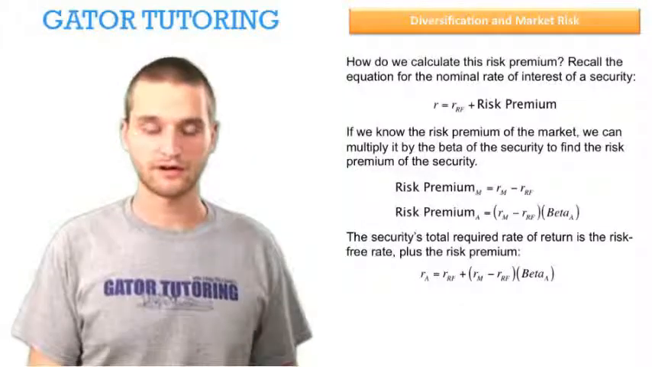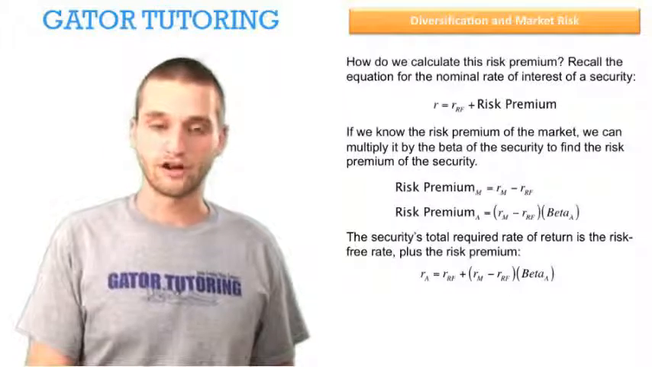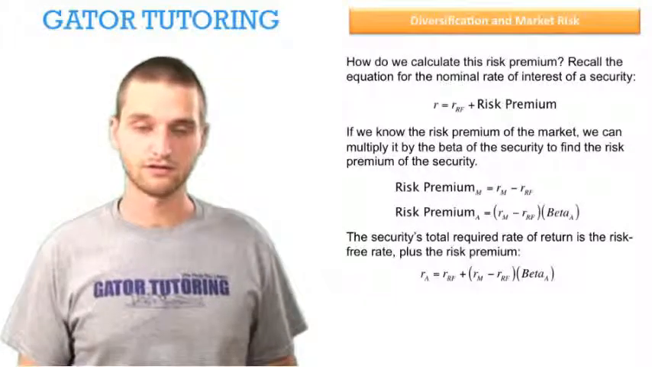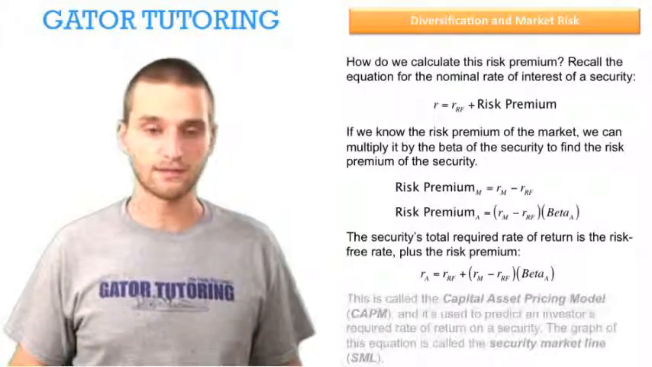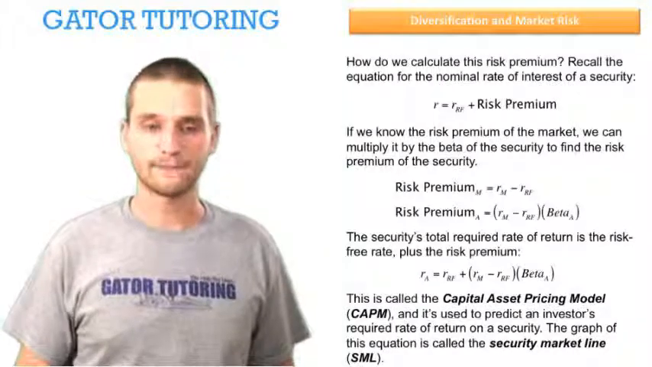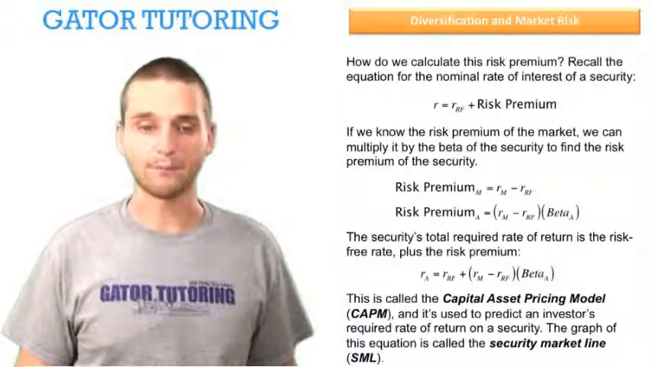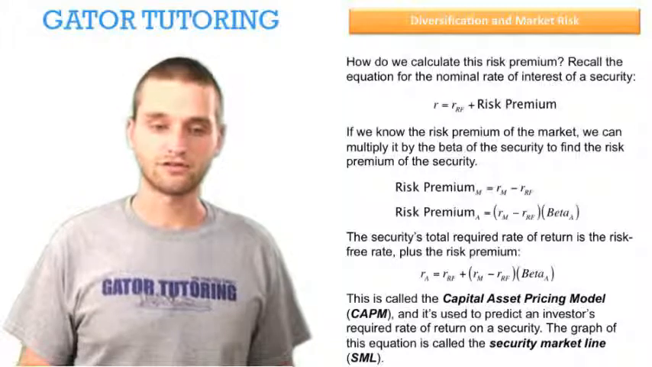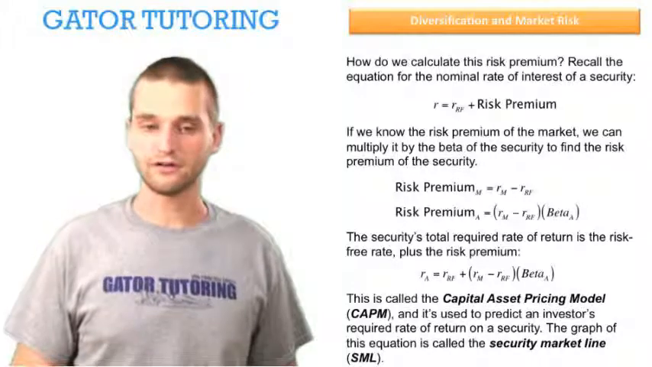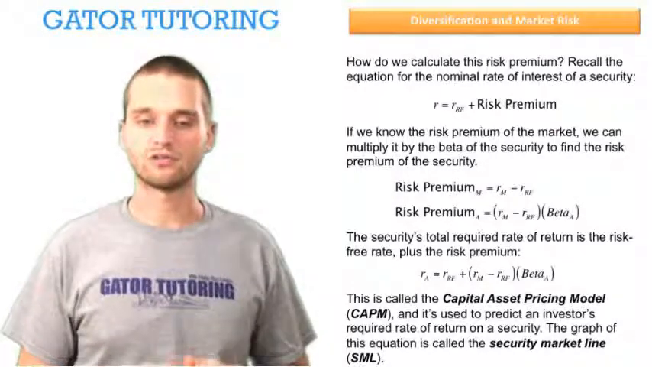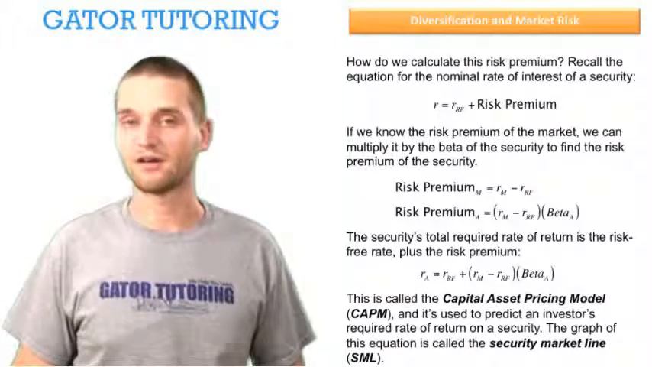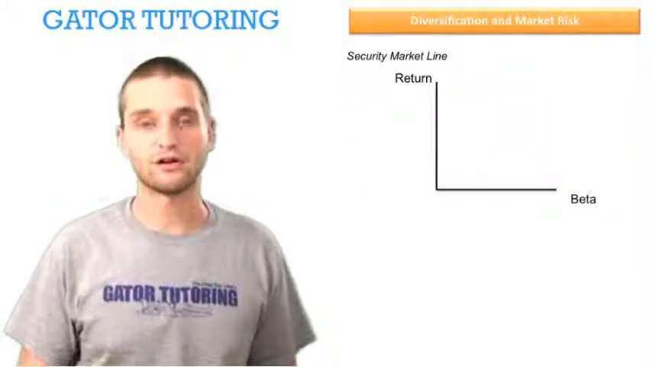It's the risk-free rate plus the return on the market minus the risk-free rate times the beta of security A. This is called the capital asset pricing model, or CAPM, and it's used to predict an investor's required rate of return on a security. The graph of this equation is called the security market line, or the SML. So let's look at the security market line.